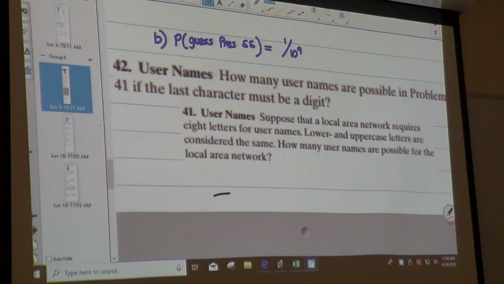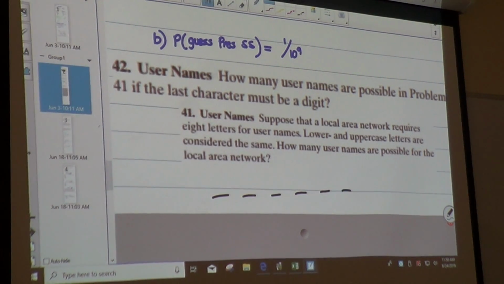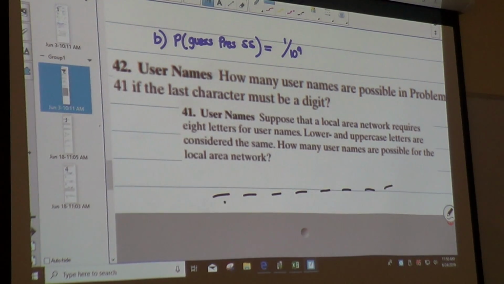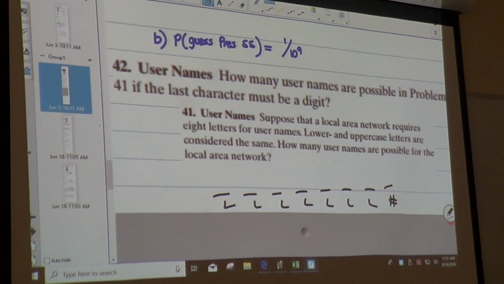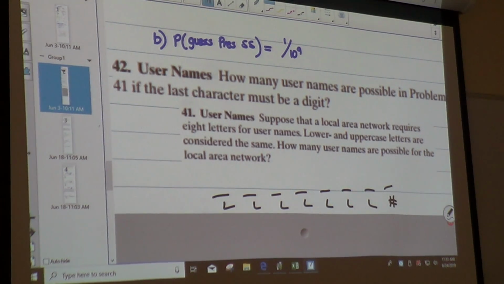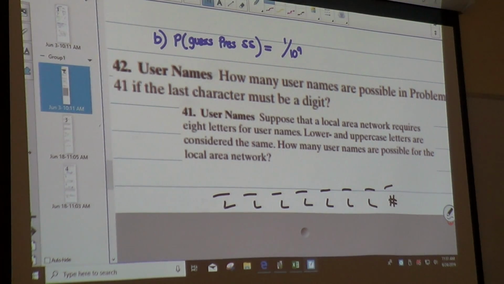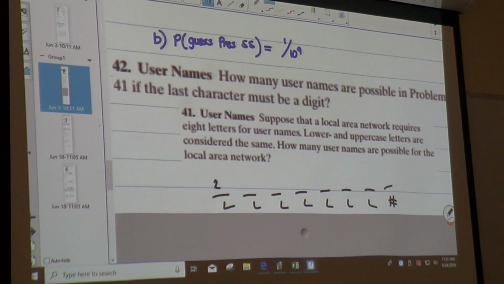So we have 1, 2, 3, 4, 5, 6, 7, 8. And it's a letter, but now a number. So what's the choice that the first one's a letter? 26. The next one? 26. The next one? 26. The number would be 10. And we would multiply those together.